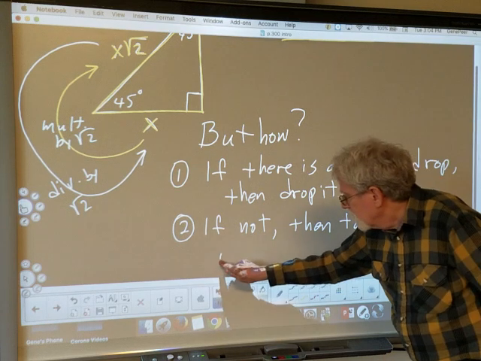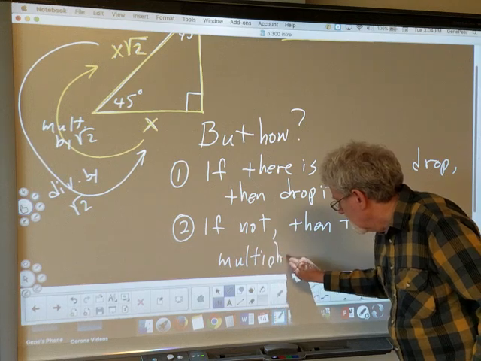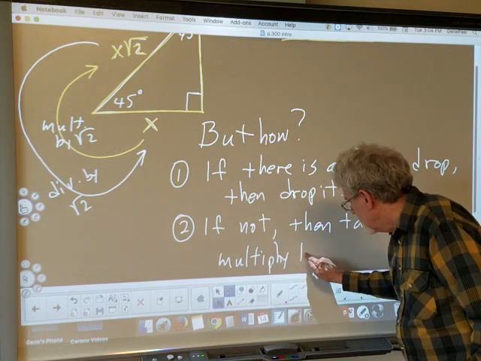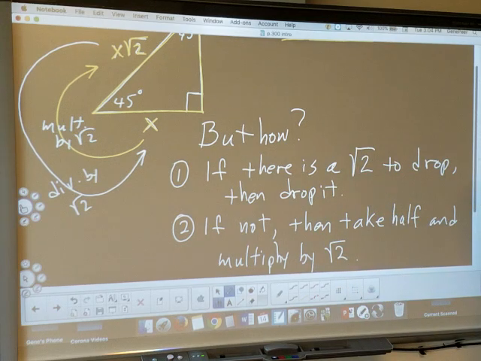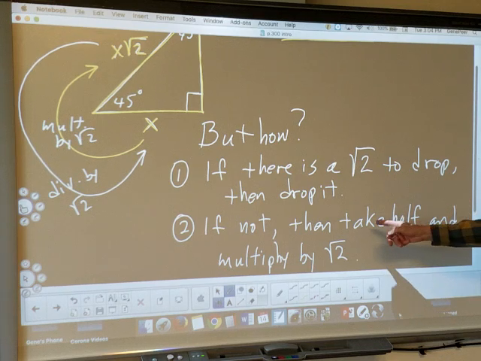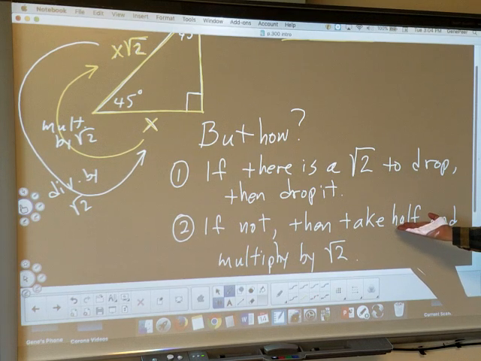and stick a square root of 2 next to it. If there is no square root of 2 to drop, then you take half and then multiply by square root of 2. Divide by 2 and stick a square root of 2 next to it. Those are your 45-45 rules. Now let's move on to something else.